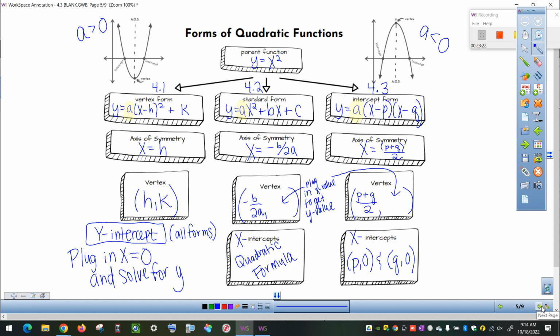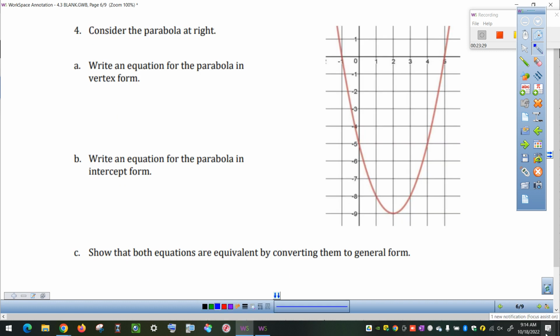All right, so that's going to be a page where we can go back and reference how to do everything with our different forms. We're going to finish up here now, just looking at a few more examples and making some connections between our 3 forms. So let's go ahead and turn over to the next slide.